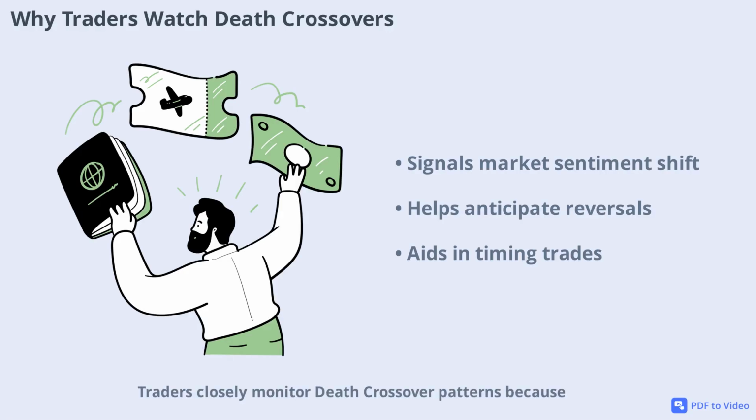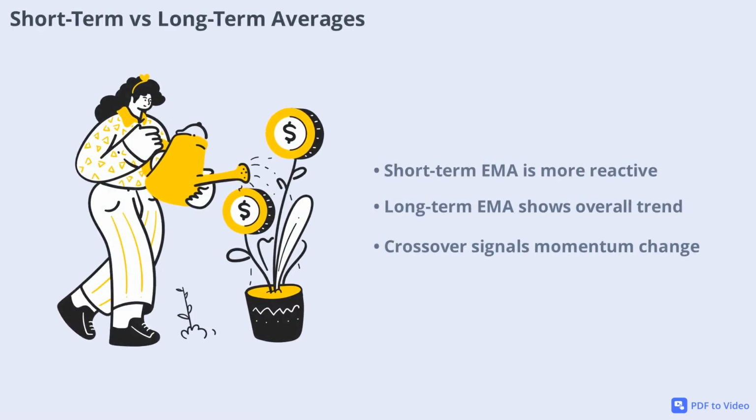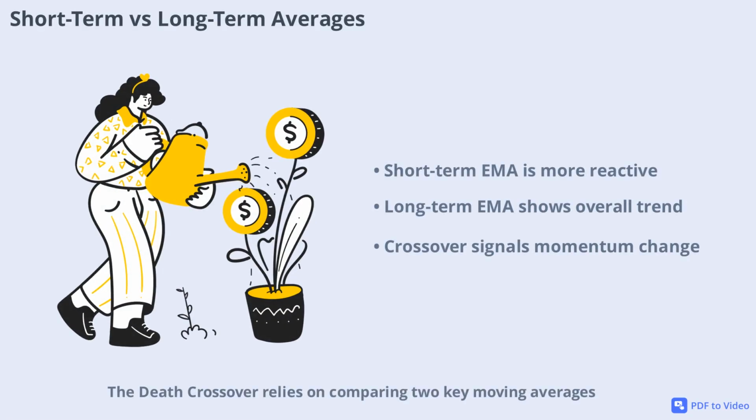Traders closely monitor death crossover patterns because they often signal a shift in market sentiment. When the short-term moving average dips below the long-term average, it suggests that recent price action is losing strength. This can be a crucial indicator for those looking to anticipate trend reversals or avoid potential losses. By paying attention to these crossovers, traders can better time their entries and exits, making their strategies more effective in volatile markets.